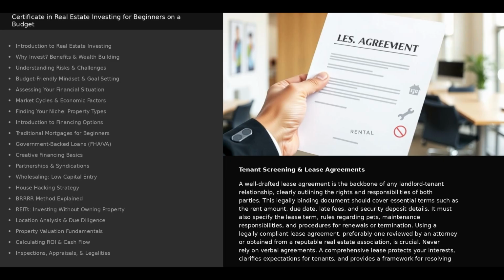A comprehensive lease protects your interests, clarifies expectations for tenants, and provides a framework for resolving disputes. For beginners, understanding and utilizing a strong lease agreement is fundamental to professional property management and safeguarding your investment.